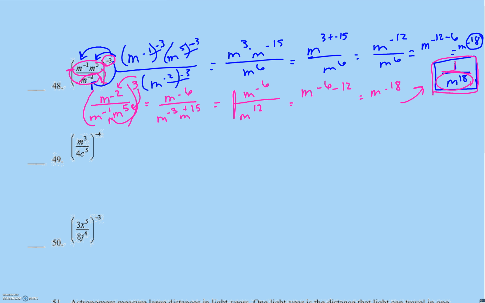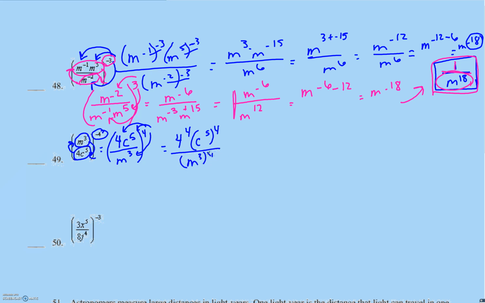So in 49, I can make my exponent positive first if I want to. And to do that, I reorder my fraction. Top goes to bottom, bottom goes to top. That's how I change my exponent. So 4c to the fifth over m cubed to the positive 4 power. Now I take that fourth power to all of my pieces. 4 to the fourth, c to the fifth power to the fourth over m cubed to the fourth power.